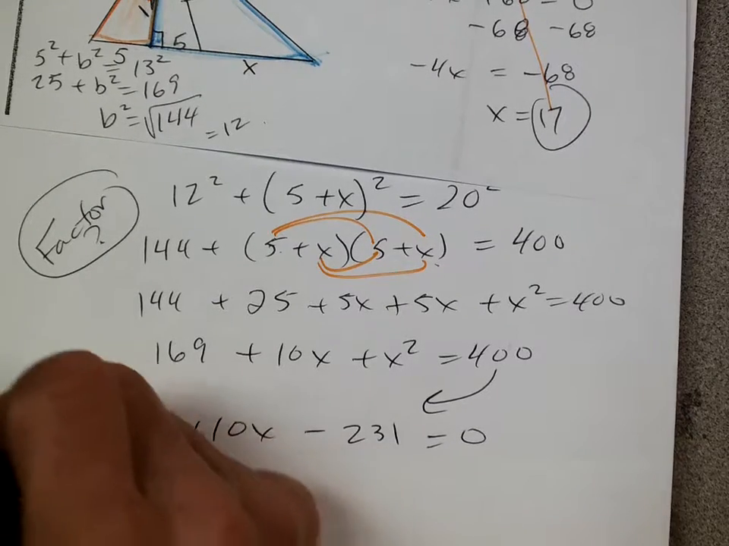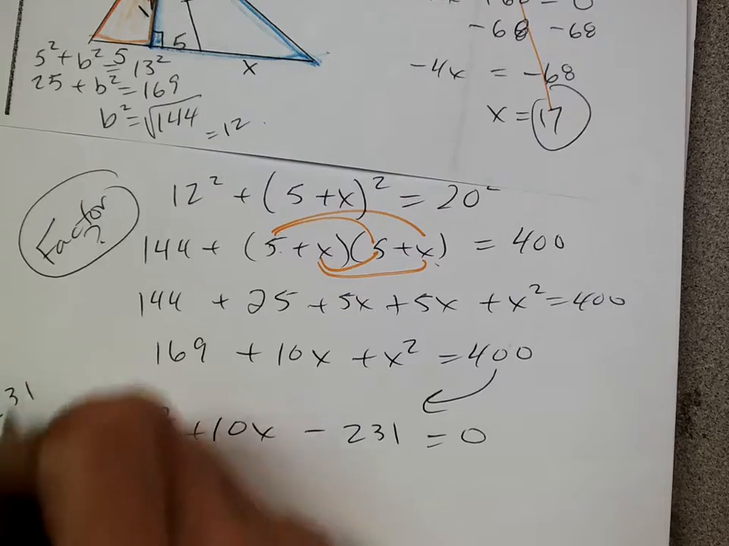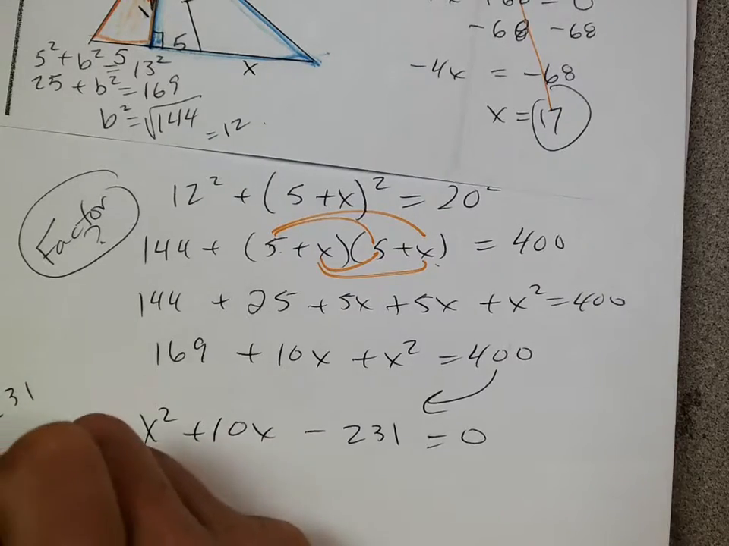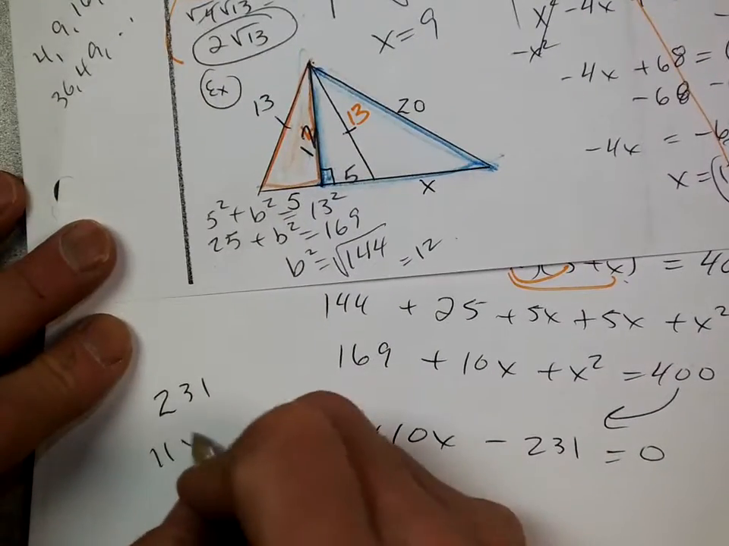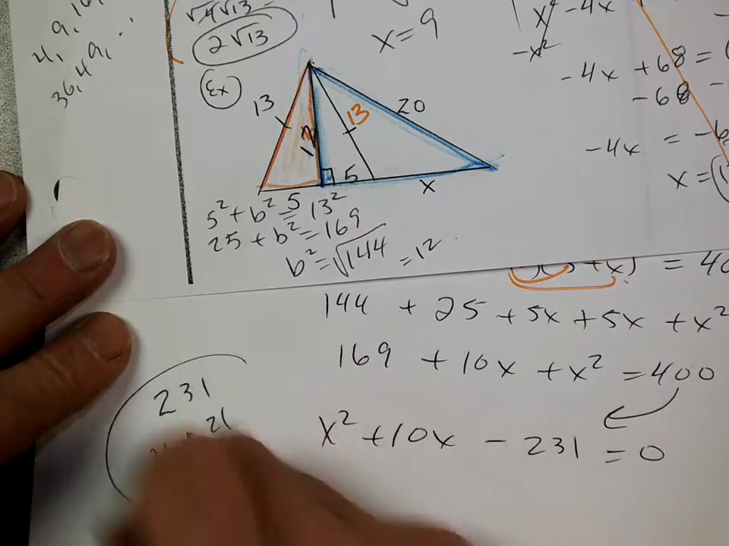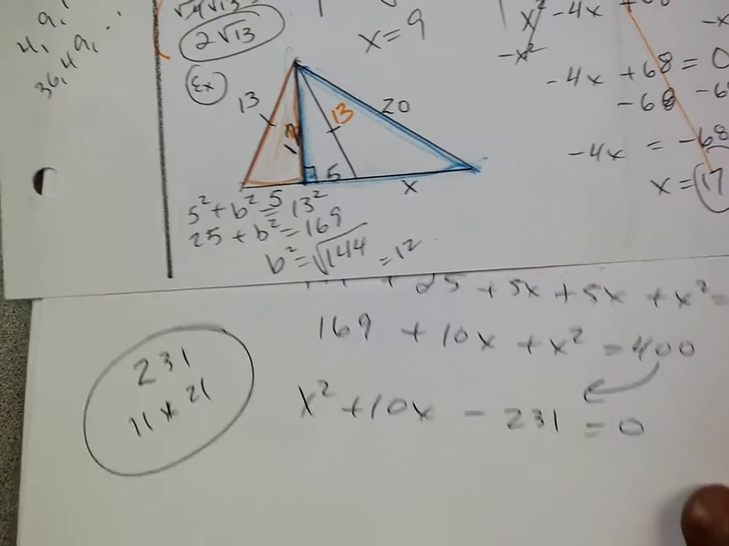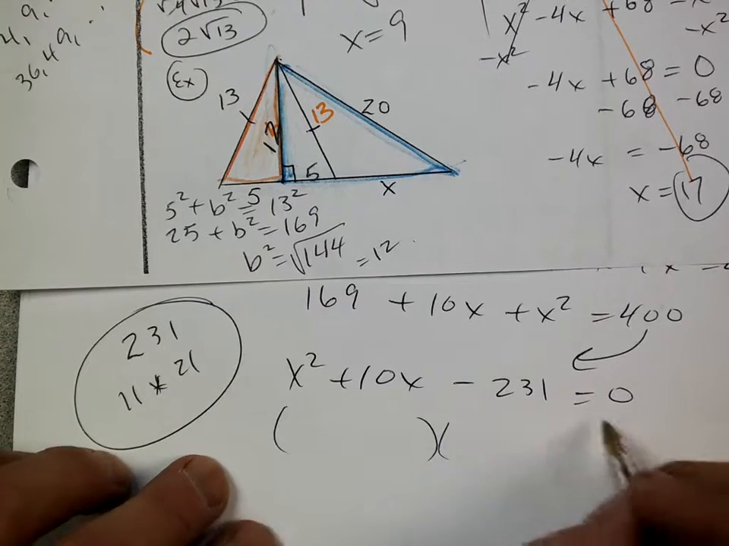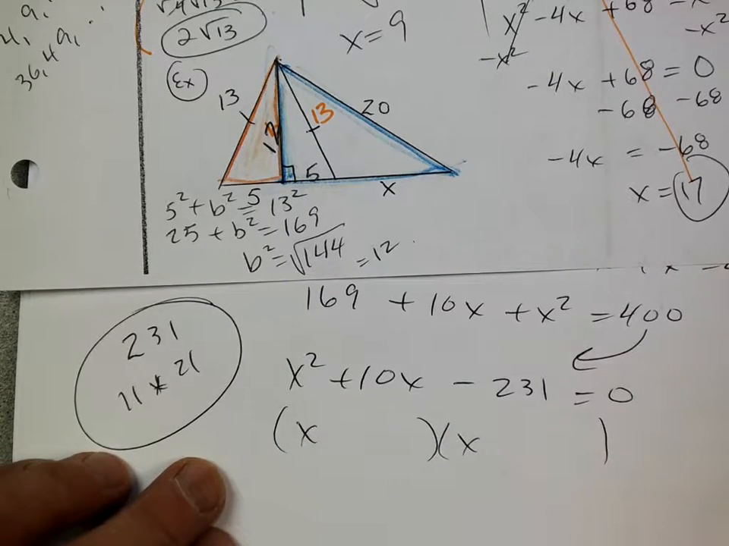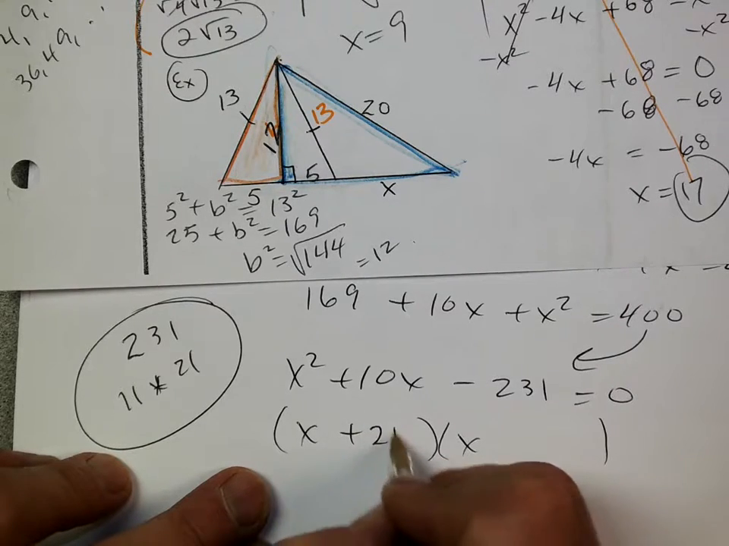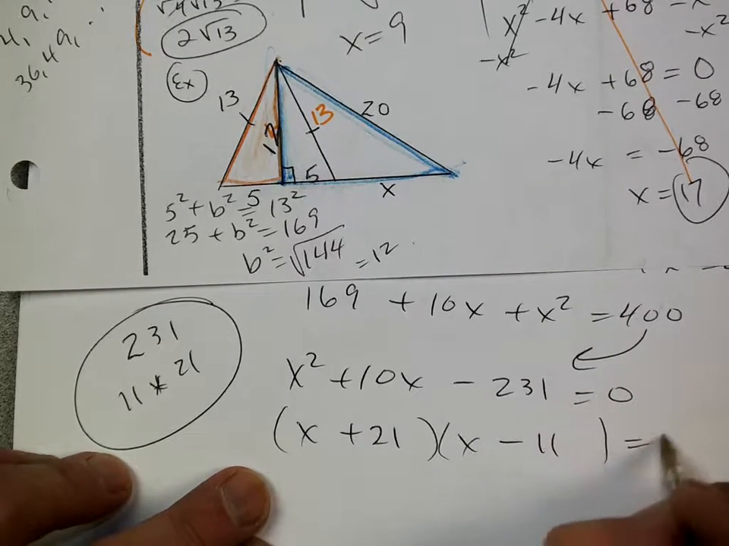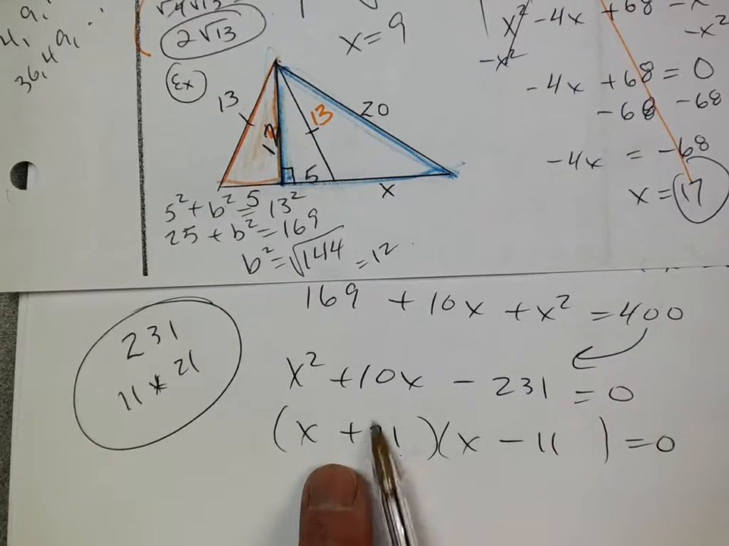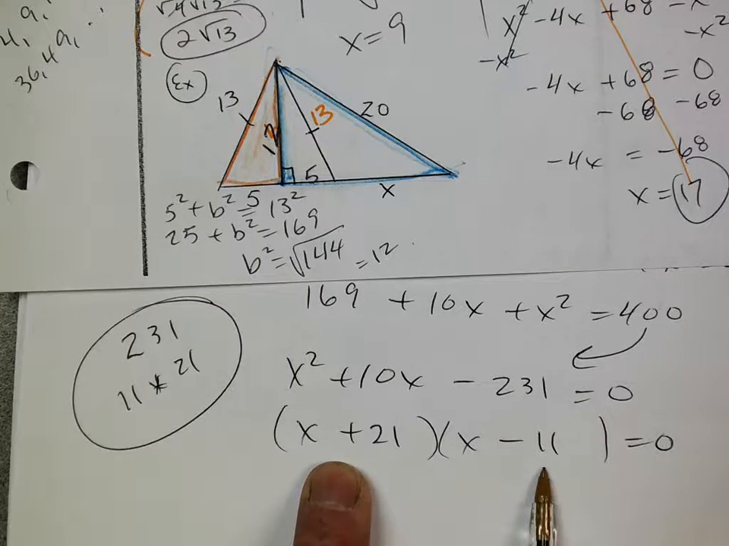So anyway, 231 is 11 times 21. I didn't know that, but my calculator helped me. Okay, it really is. So if I factor, it will factor x and x. And if I do a positive 21 and a negative 11, they will make a positive 10, won't they? That's a great extra credit problem.